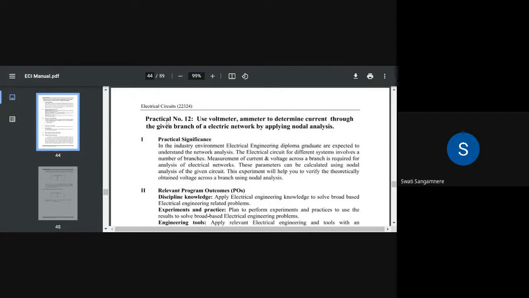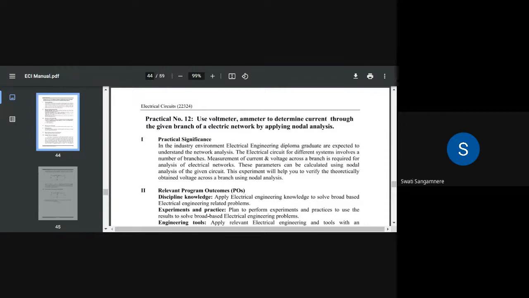Today we see practical number 12, which is to use a voltmeter and ammeter to determine the current in a given branch of an electric network by applying nodal analysis. Okay, so nodal analysis means Kirchhoff's current law. A node means every junction point in a network where three or more branches meet.